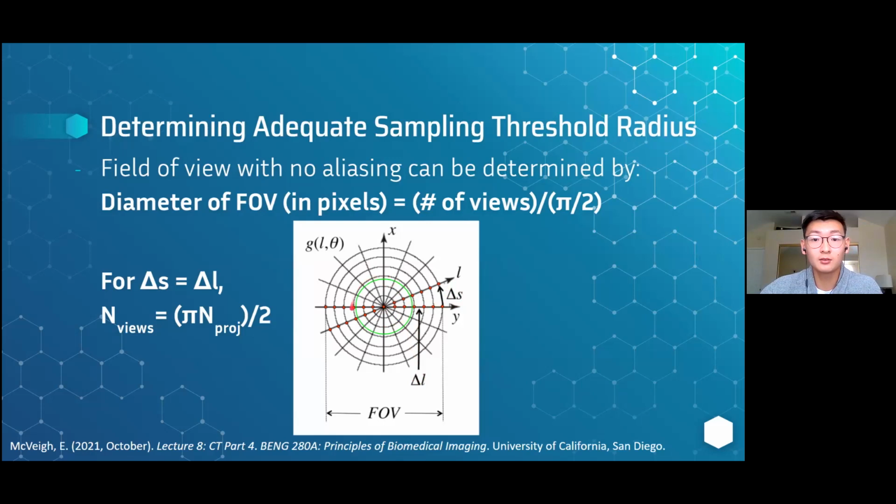And the diameter of this safe zone can actually be calculated using the number of views. And in our simulation, we use a number of views of 90 with a delta theta of 2 degrees. And that helps us identify the size of the safe zone when we later characterize the radial position function.